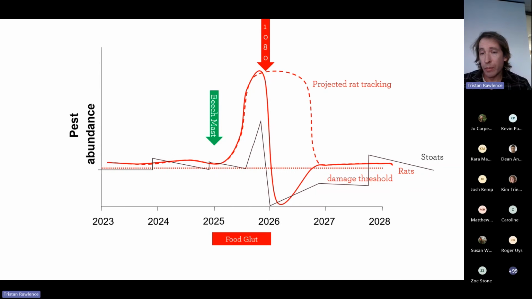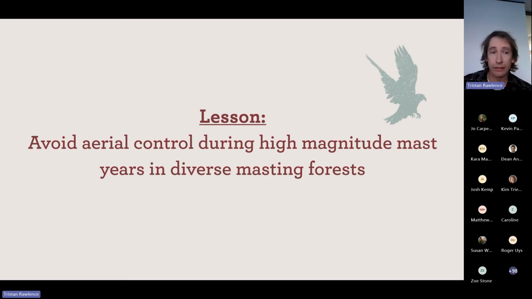So our approach is when we predict high magnitude mast events, these are the years we want to avoid delivering operations in these forests. And what that boils down to is a one operation strategy where we avoid masts and hopefully ensures the best rodent kills that we could hope for, and therefore a good secondary kill of mustelids. Operationally, this works quite well for NPCP as we're usually pretty busy in those big high magnitude mast years and a beech mast response. So our lesson here is avoid aerial control during high magnitude mast years in diverse masting forests.